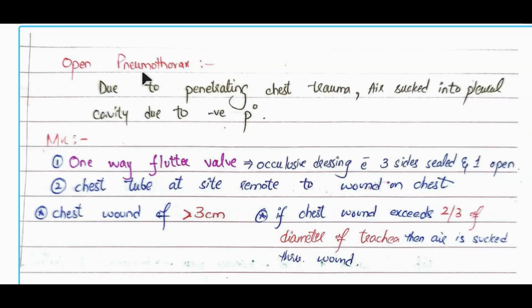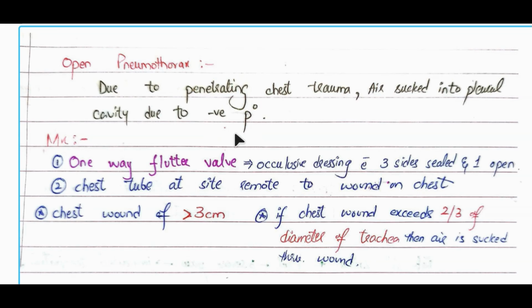So next we have the open pneumothorax. Open pneumothorax happens when there is a penetrating chest trauma and it creates an open wound and air is sucked into the pleural cavity, resulting in an increase in the intrathoracic pressure. So this will act as a one-way valve. Due to the negative intrathoracic pressure, the air will keep on entering and it will expand the pleural cavity, but the lung will be collapsed.